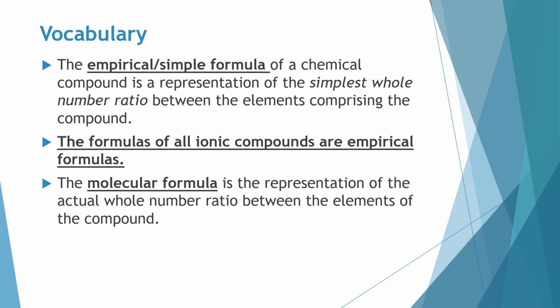So this is important here. If it's ionic, that's just going to be the empirical formula, meaning it cannot be reduced. You can have a covalent compound, the one that has all nonmetals. It can be the empirical formula, and if they give you certain information, you can derive the molecular formula. And I will talk about that when it comes up.